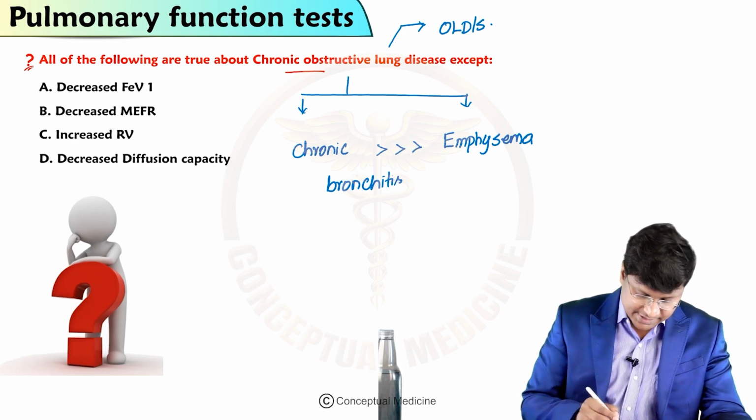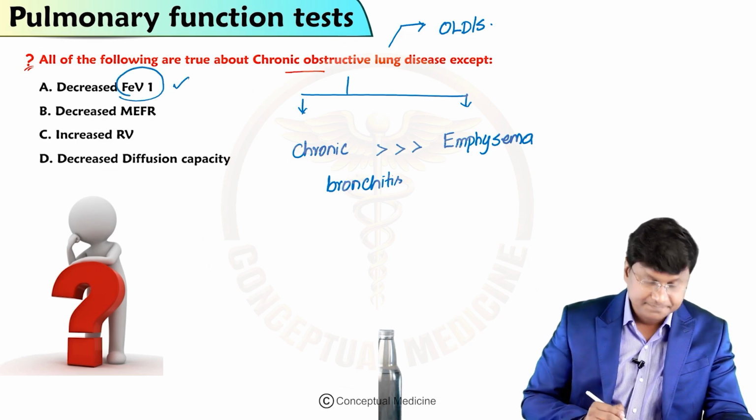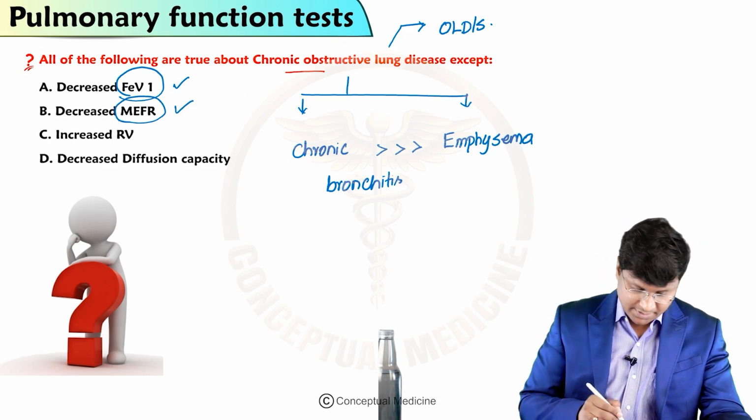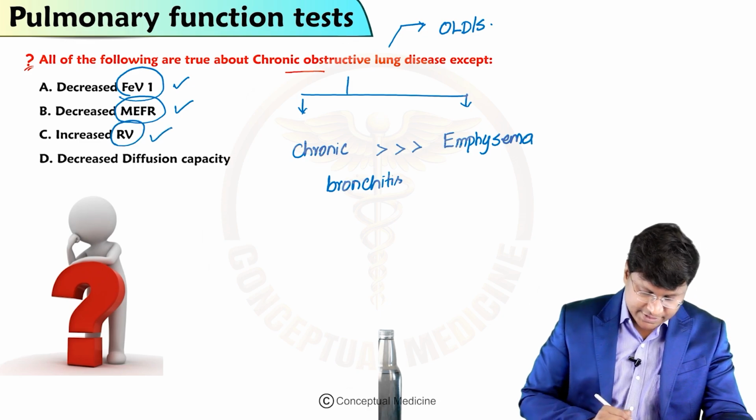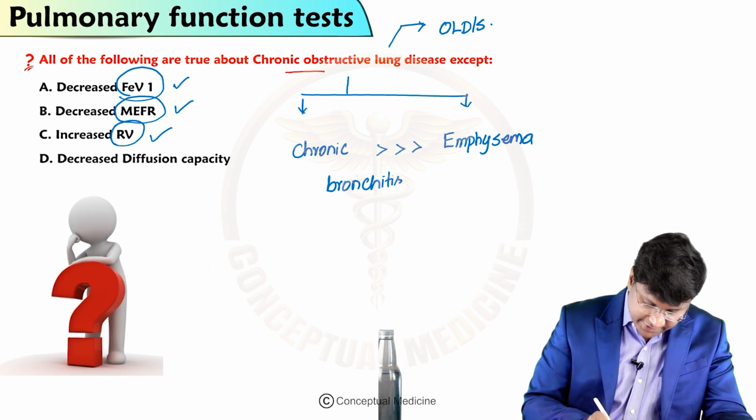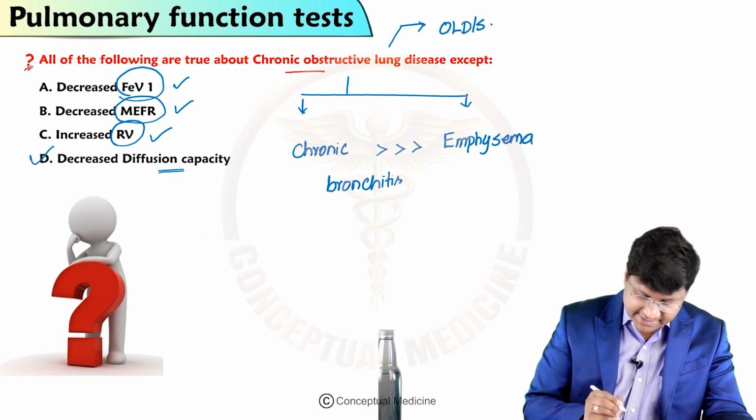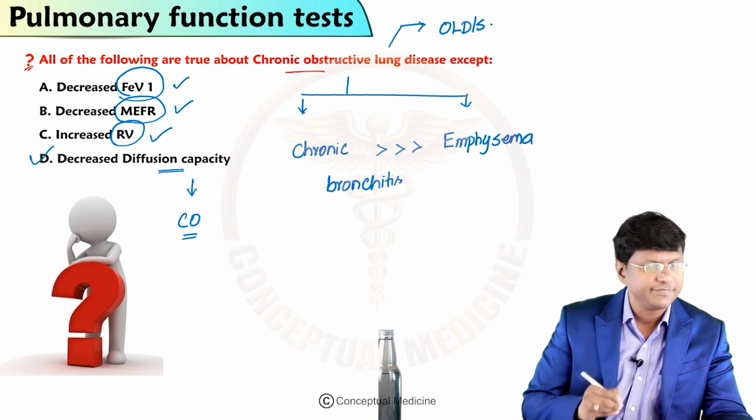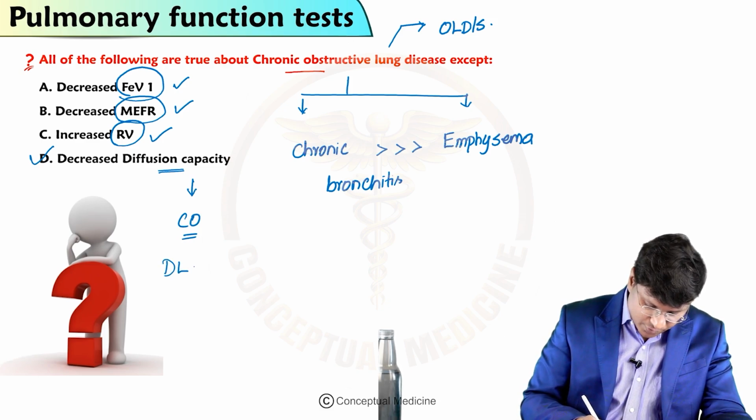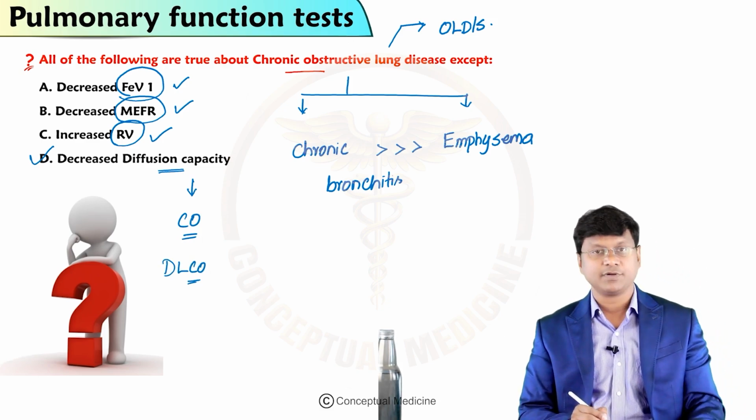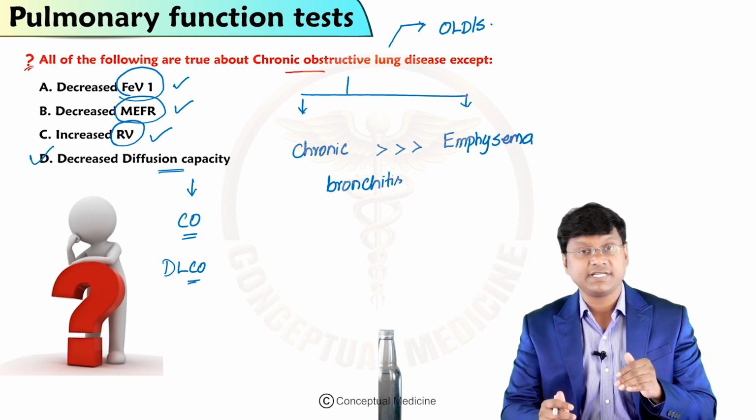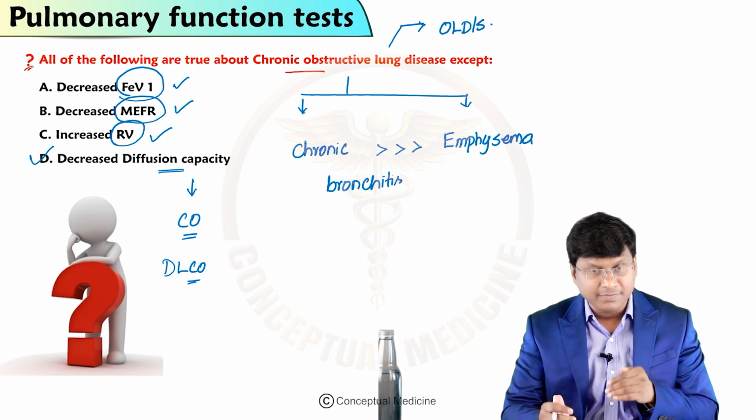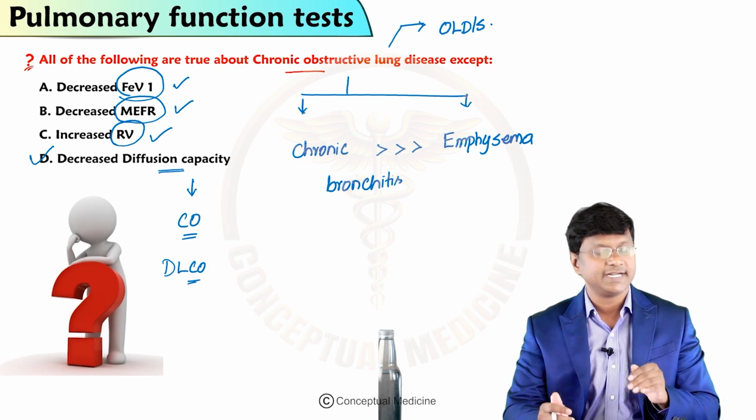And in obstructive lung diseases, FEV1 is decreased. Mid-expiratory flow rate is also decreased. Residual volume is increased. That is a true statement. But saying the diffusion capacity is decreased is a wrong statement. Let me tell you, diffusion capacity is measured with the help of carbon monoxide. We call it DLCO, that is diffusion capacity of the lung for carbon monoxide. It tells you whether the gases can move from the lung into the blood, and from the blood into the lung. That is your DLCO.